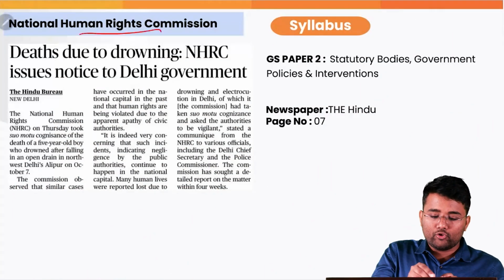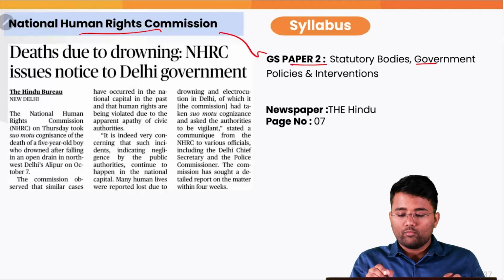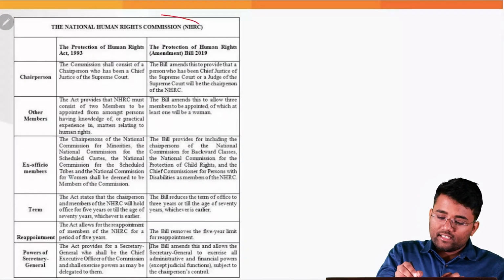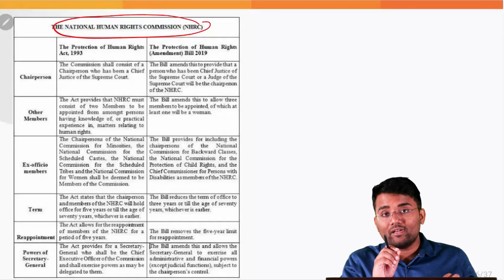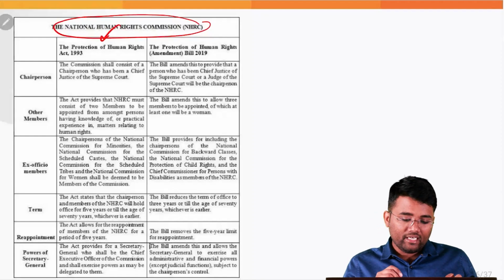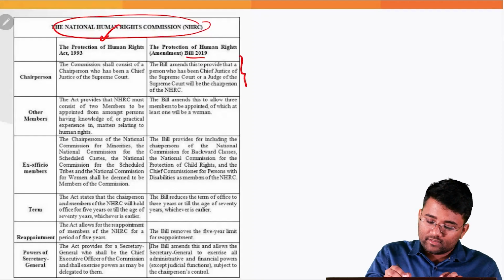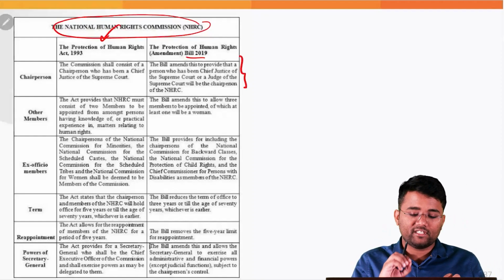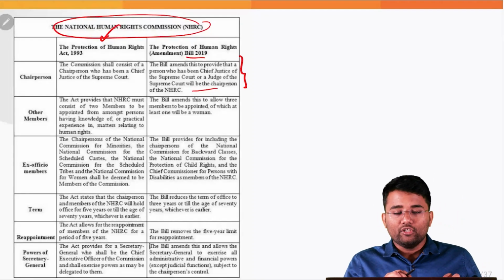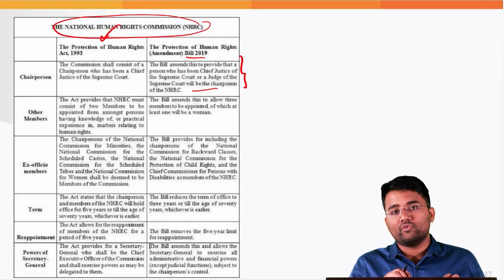Then the last topic is the National Human Rights Commission. This topic pertains to the syllabus of your GS paper 2, statutory bodies, government policies and interventions, and it has appeared in today's The Hindu, page number 7. The National Human Rights Commission is a statutory body set up by the Protection of Human Rights Act 1993, and there has been an amendment in this act which provides that a person who has been Chief Justice of the Supreme Court or a Judge of the Supreme Court will be the chairperson of NHRC. Earlier, only the Chief Justice of the Supreme Court could be the chairperson of the NHRC.